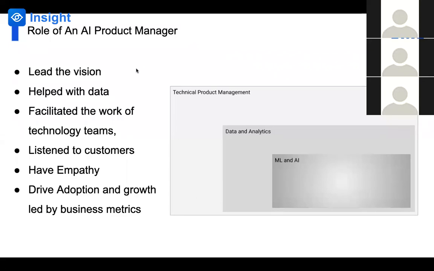So what does an AI product manager do? Leads the vision of the product. Every product manager does that. Help with data. You have to help the team collect data, analyze data, facilitate the working of the technology team together. So you make sure that all the teams are working together. You listen to your customers, empathize, drive adoption, and growth led by business metrics.